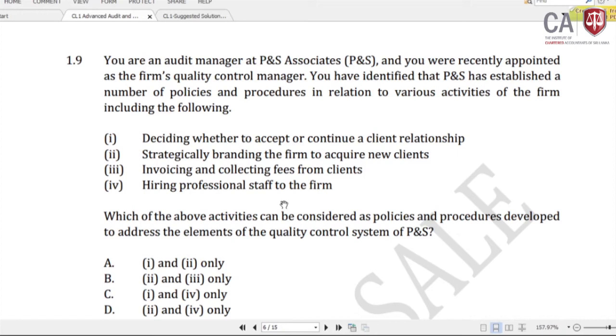So there are elements of the quality control system. You can remember the engagement performance, the leadership, human resource policies, engagement supervision, monitoring. So likewise, there are a lot of sub elements of the quality control system. The question is asking, which of the above activities can be considered as policies and procedures in quality? There are 4 answers, we'll see. Number 1, deciding whether to accept or continue a client relationship, it is a quality control activity, engagement acceptance. That's correct. So answer one is a correct answer.